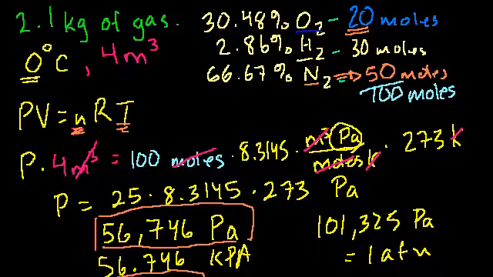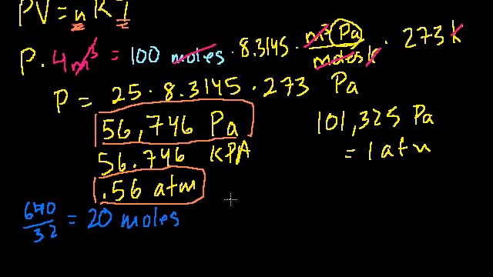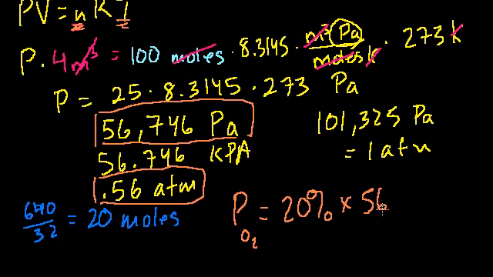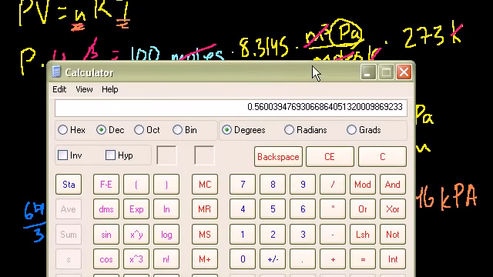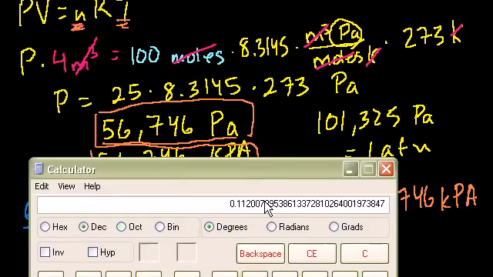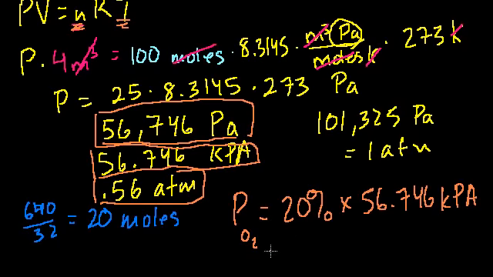20 over 100. So the partial pressure of oxygen, let me write that as pressure due to O2, is going to be 20% of the total pressure. 20% times 56.746 kilopascals. I just took this pressure measurement. I could have done 20% if I wanted in atmospheres times 0.56 atmospheres. And so the partial pressure of oxygen, well, I already have the 0.56 written there, so times 0.2 is equal to 0.112 atmospheres. It's just 20% of this.